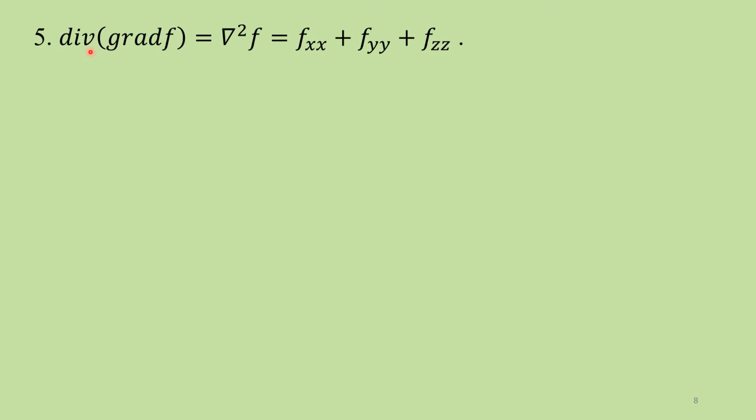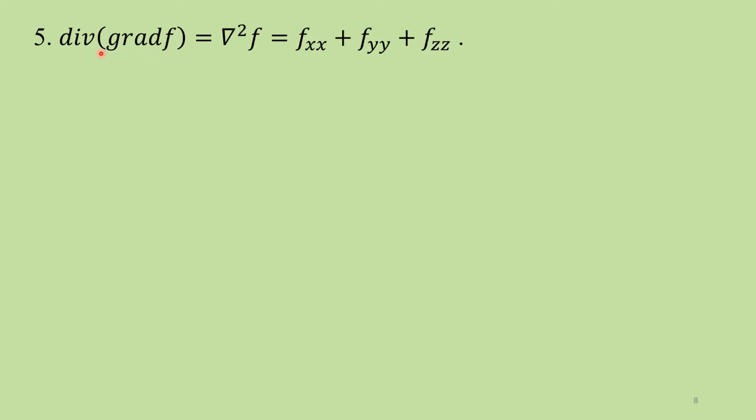Fifth identity, div of grad f equals, that is nothing but del dot del f, that is del square f, which is nothing but fxx, meaning dou square f by dou x square plus dou square f by dou y square plus dou square f by dou z square. So we have already taken an identity on div, that is div of curl f equal to 0. Correct? Div of curl f equal to 0.